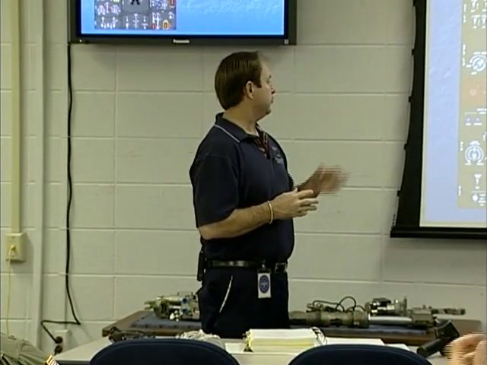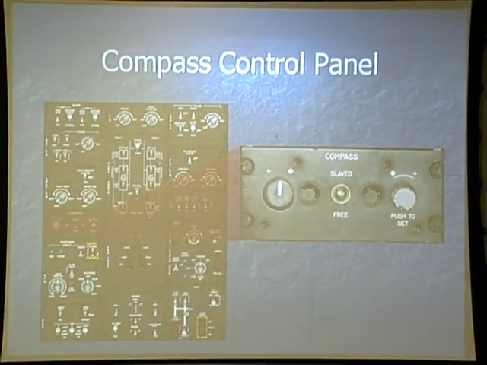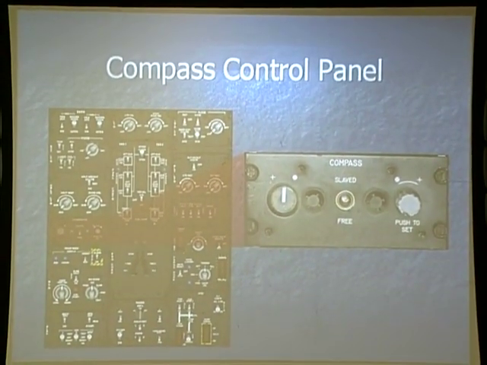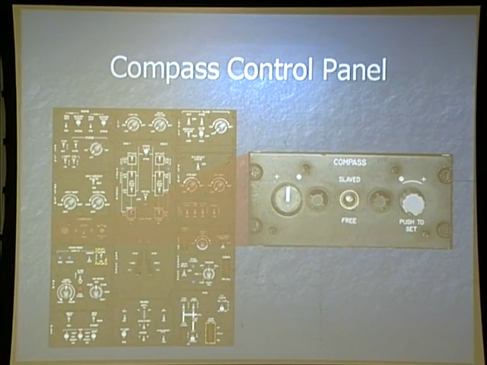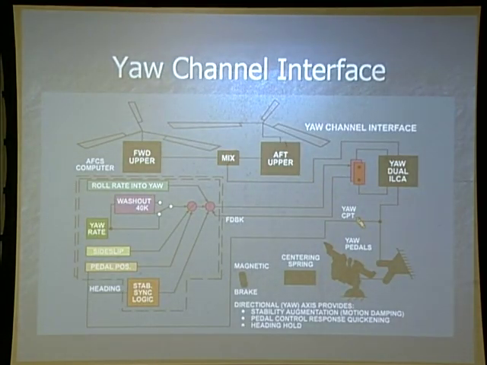So how do we adjust the gyrosync compass? Again, we talked about we have to go to the unlocked position. We adjust the gyrosync compass and align it if that becomes necessary in flight. To the best of my knowledge, I've never heard of anybody adjusting it in flight. Once we adjust it on the ground, it pretty well stays adjusted. But it's just a consideration that you have to keep in mind. Okay?